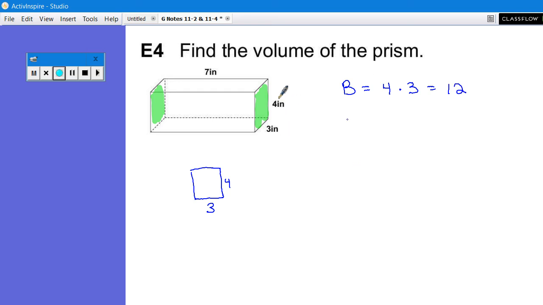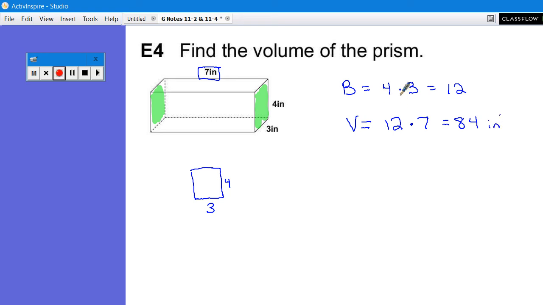To find the volume, you're just taking that number, that 12, the area of the base, and you're multiplying it by the height of the prism. We already talked about this before, but we're going to talk about it again. The height of a prism is the distance between the two bases. So in this case, the 7 is the height of our prism. So we're multiplying the area of the base, which is 12, times the height of the prism, which is 7, which gives us a volume of 84 inches.